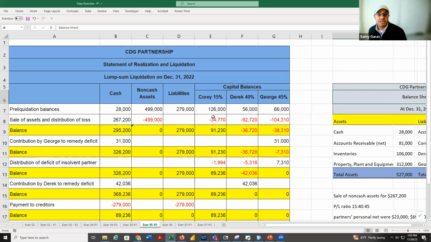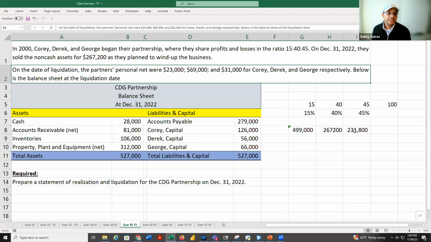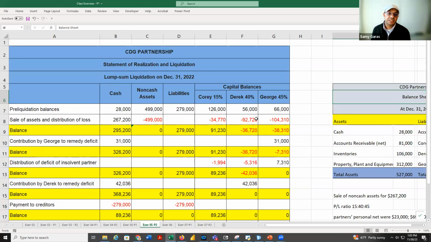Then we have liabilities, Corey, Derek, and George. And then we have here the payment, 267,200. Then we have Corey, Derek, and George, each one of them absorbing a portion of the loss, because if you remember, I said we will have 231,800. We divided by 15 to 40 to 45, which you can see. So now we need to get the balance. The non-cash will become zero, then the cash.